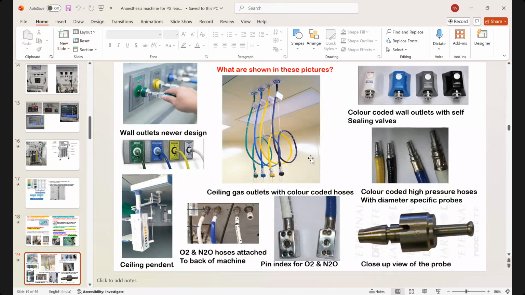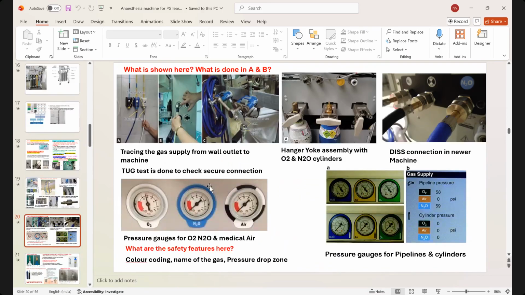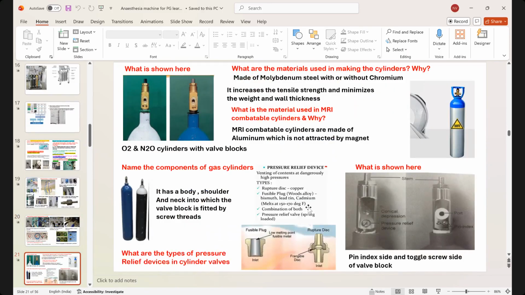And then we saw how the gases from the central pipeline are delivered at the various outlets. The old method of wall outlets, then the ceiling pendant, and the quick connectors which are present in the modern theaters, and the probe that goes there with a diameter collar which prevents one gas from being connected to a wrong outlet. Then we saw all the pressure gauges, both for cylinders as well as pipeline.